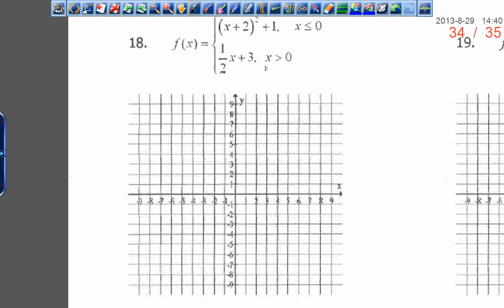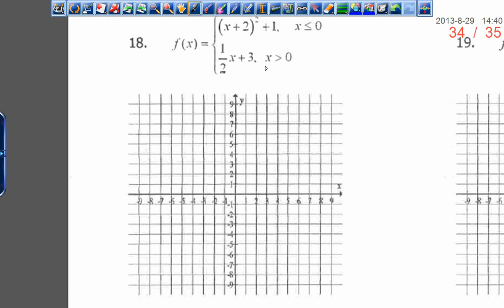It is piecewise. The reason why it's called piecewise is we're taking pieces of different functions and putting them together. Usually they still remain functions. So as you can see here, we have a less than or equal to, and we have a greater than sign. They will not overlap at all. It's still going to be a function.